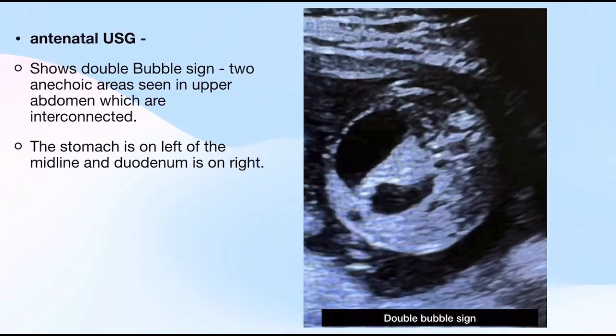Now coming to antenatal USG. In antenatal USG you will see two anechoic areas in the upper abdomen which are interconnected. The stomach is on the left of the midline and the duodenum is on the right of the midline.